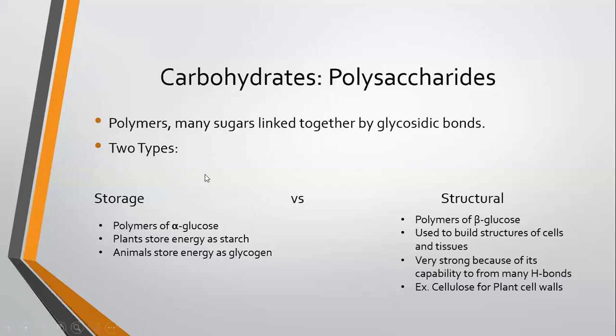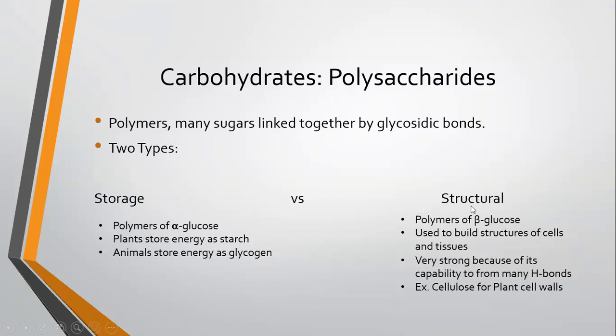You have storage polysaccharides and structural polysaccharides. The storage polysaccharides are mainly used for energy, so they will be broken down by your body or by the plant. They are made up of polymers of alpha glucose and are stored in plants as starch and stored in animals as glycogen.